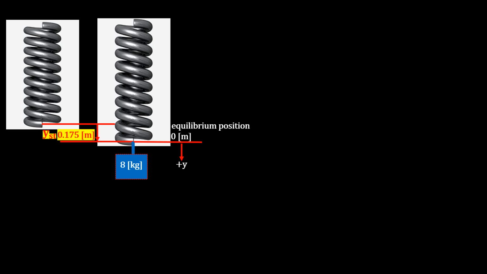All right. So first thing, let us draw the free body diagram of the spring and mass at their equilibrium position at 0 meter. So at this position, we are not moving. So here we will have our 8 kilogram, and we said that downward is positive y direction.